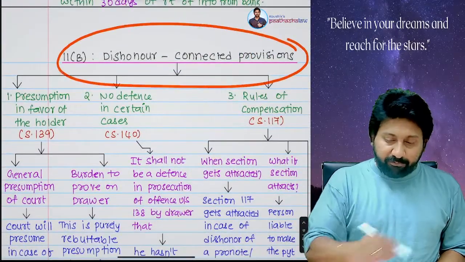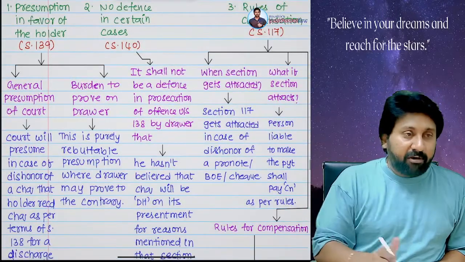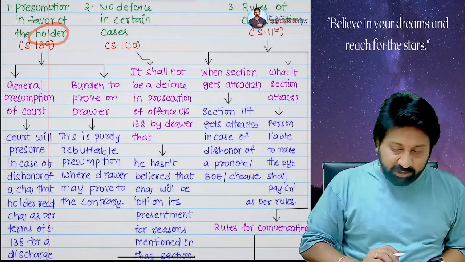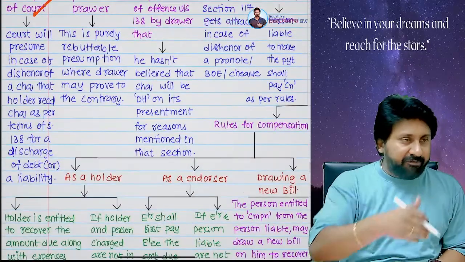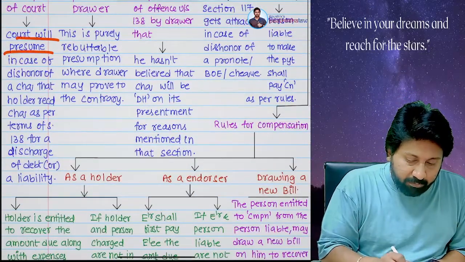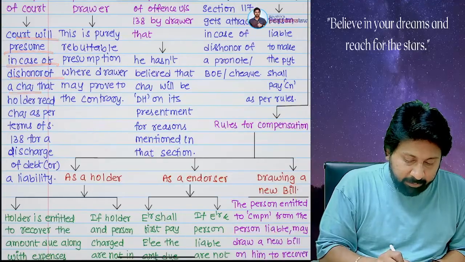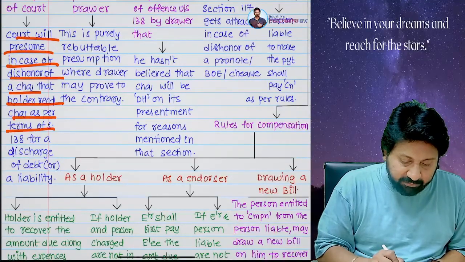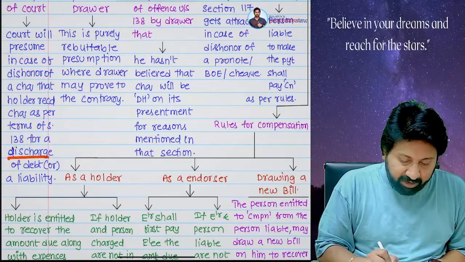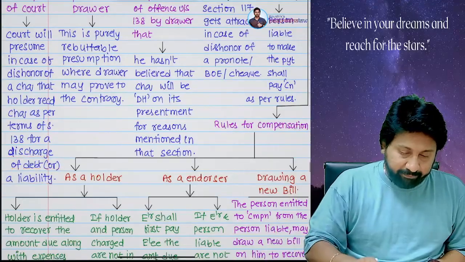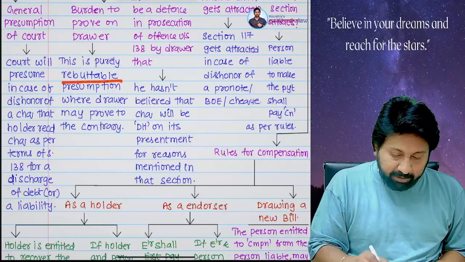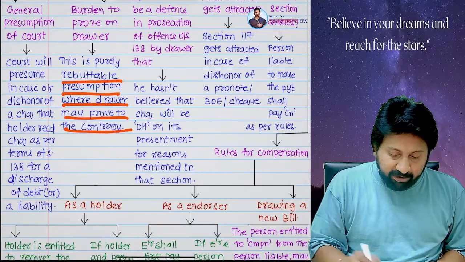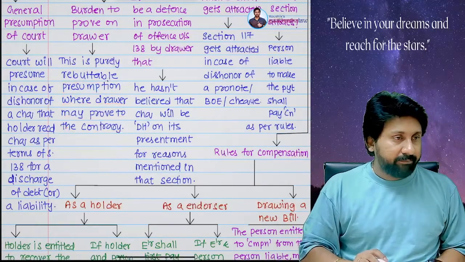Dishonor connected provisions. Presumption in favor of the holder. General presumption of the court. Let us read first. The court will presume, in case of dishonor of a check, that the holder received the check as per the terms of Section 138 for a discharge of debt or liability. This is purely a rebuttable presumption where the drawer may prove to the contrary.